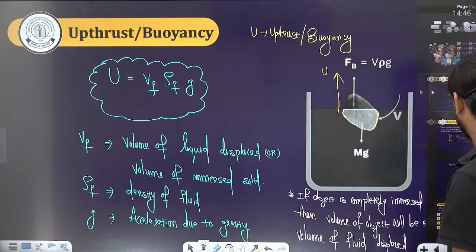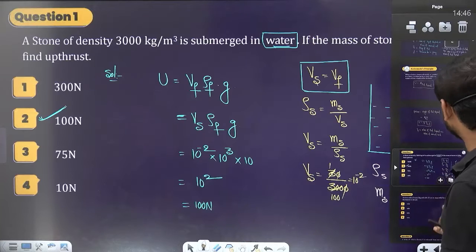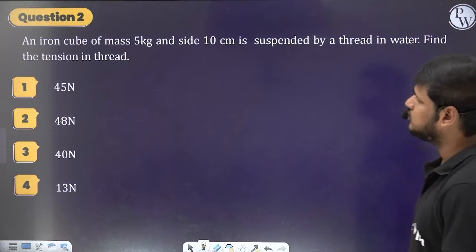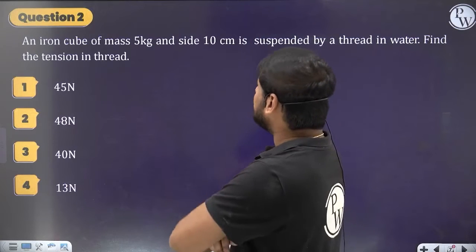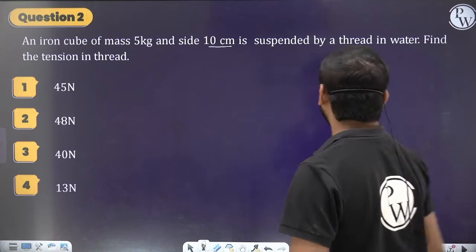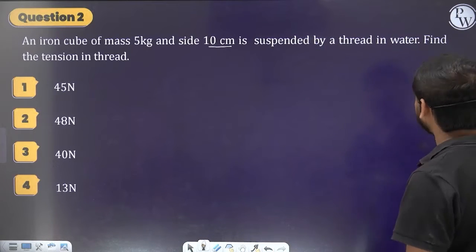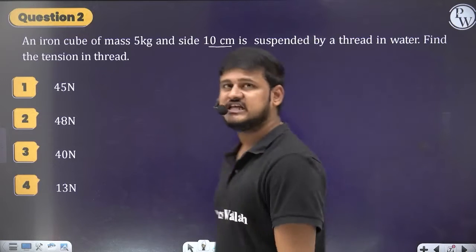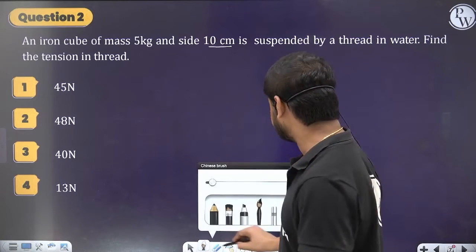Done? Very good. So then I have got one more question here. So let's try this question on your own. An iron cube of mass 5 kg and side 10 centimeters is suspended by a thread in water. So find the tension in the thread. So we have to find the tension in the thread.